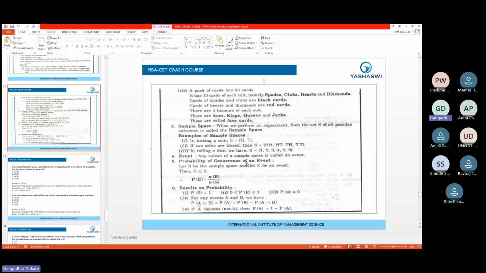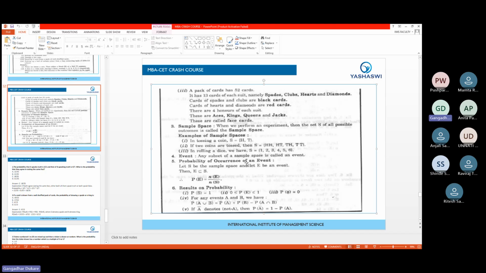The sample space that we are going to calculate: if a coin is thrown in the air, there will be two possibilities. That is your sample space, S equal to either head comes or tail comes, S equal to H comma T. If two coins are tossed in the air, there are four possibilities: head head, head tail, tail head, and tail tail. If rolling a dice, the sample space is 1, 2, 3, 4, 5, 6.